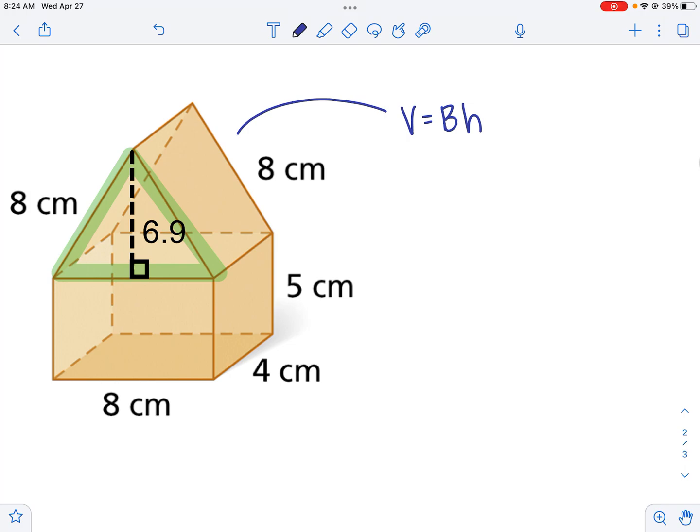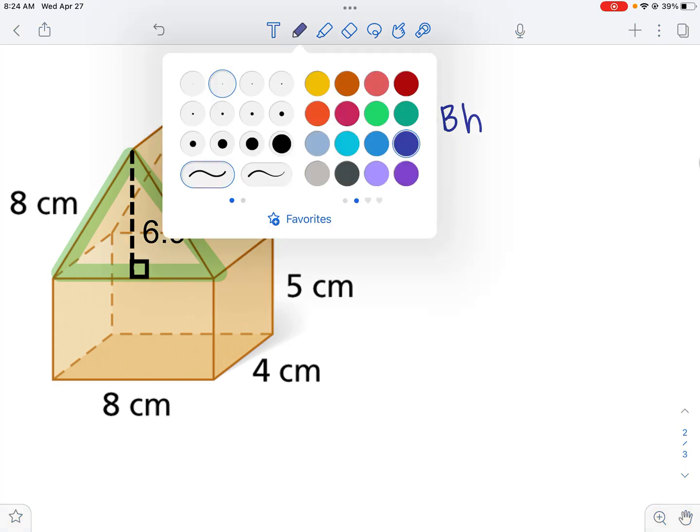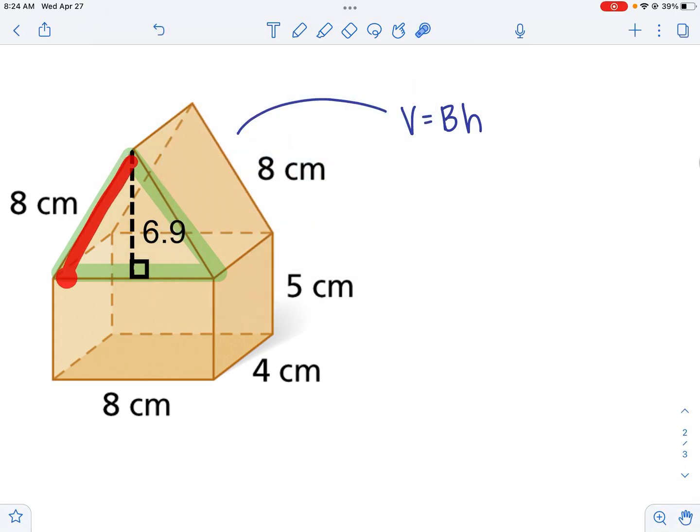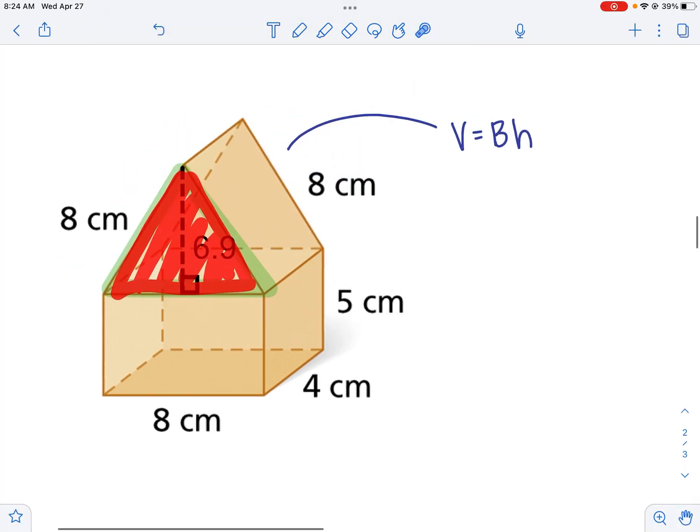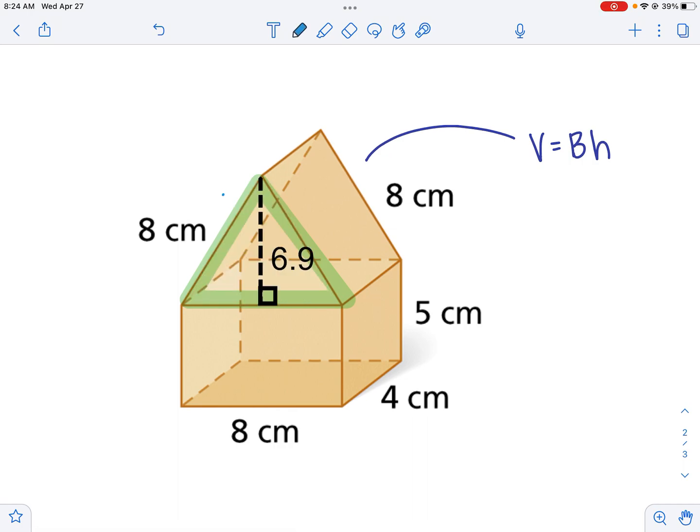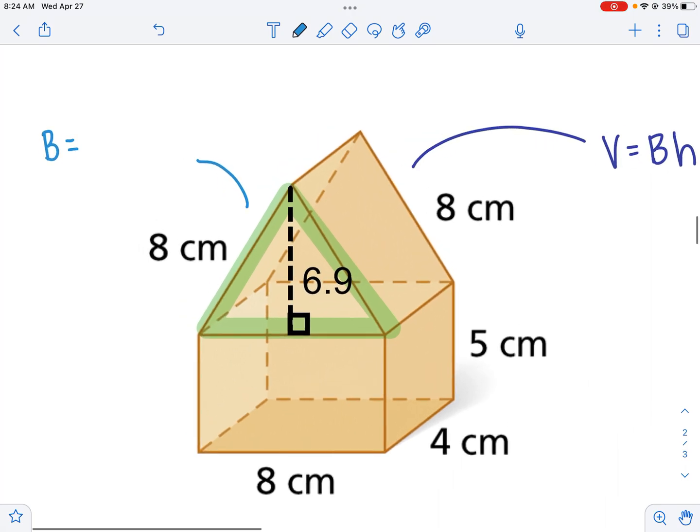Now remember that capital B stands for area of the base, and so this is where I need to be careful because my base is this triangle. How would we find capital B? How would we find the area of the base if the base is a triangle? Well, to find the area of the triangle, that would be 1/2 base times height. And remember in a triangle that the base and the height should make a T.